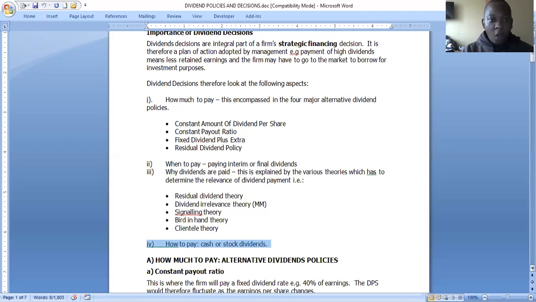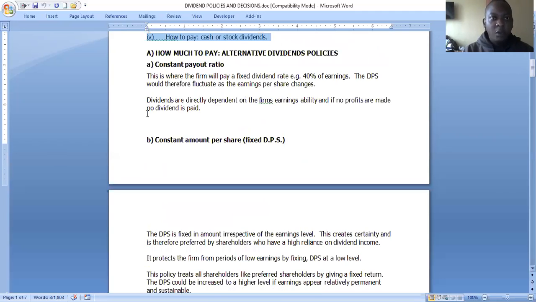So how much to pay? The question here is whether we pay high or we pay low. So how much to pay? We have several dividend policies.